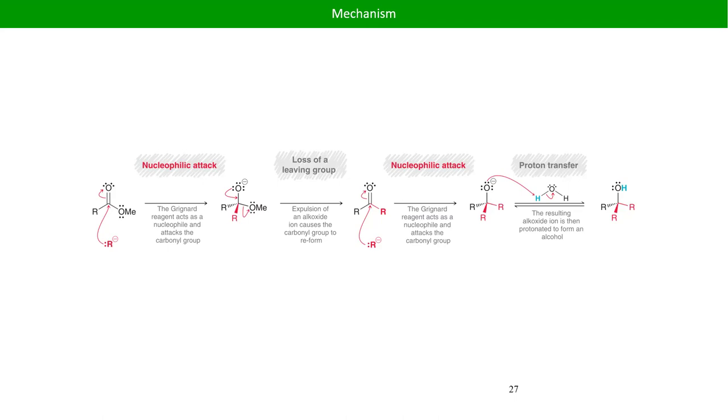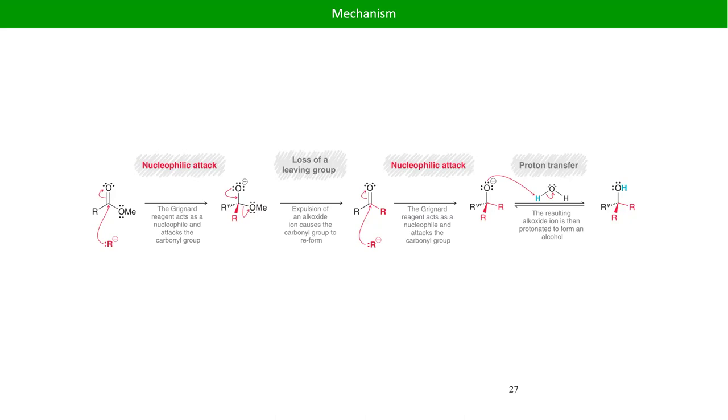You typically just see the same R group added twice. You could try to do it with two different R groups, but it's going to get really, really low yields. And you can get decent yields if you just use excess of your Grignard reagent, do the same thing twice, because you can rely on equilibrium, and then you only have to purify it once as well at the end.